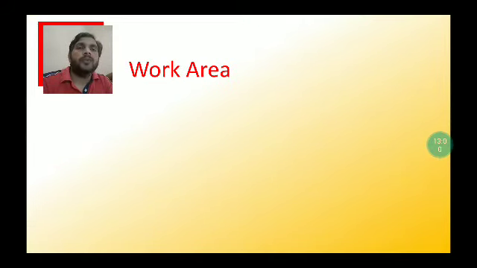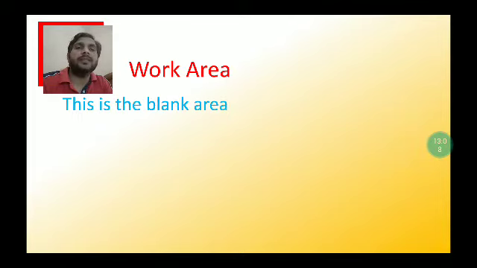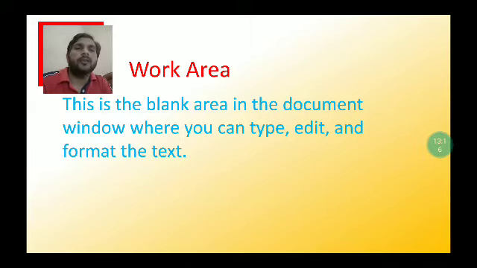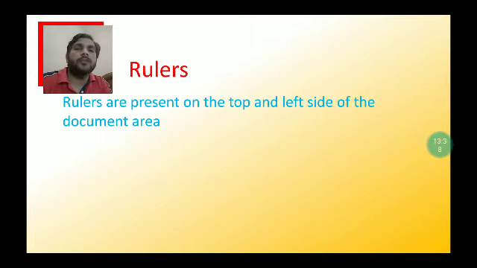The next component of MS Word is the work area. As I told you, this is the blank area in the document window where you can type, edit and format the text. The blank white area where we type something or edit is called the work area. Next are rulers. Rulers are present on the top and left side of the document area.